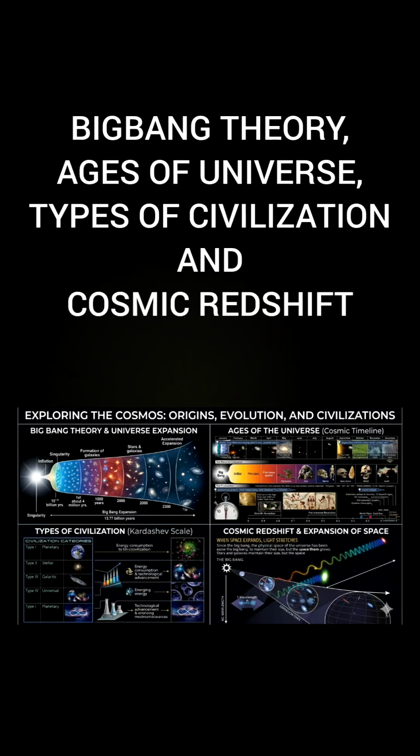Alternative, the Barrow scale. While Kardashev looks at how much space a civilization can control, physicist John Barrow proposed a scale based on how much smallness they can control. Micro-dimensional mastery. Type 1-, manipulating objects larger than themselves, building structures. Type 2-, manipulating genes and cells, biological engineering.